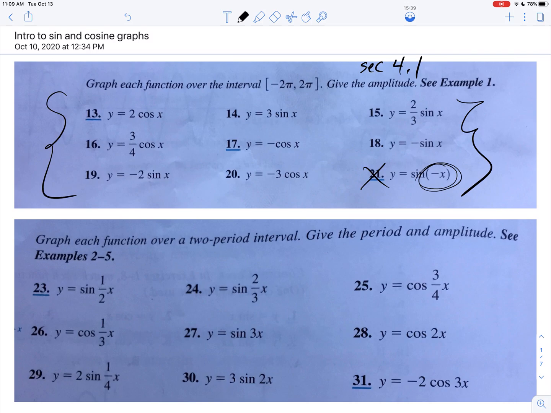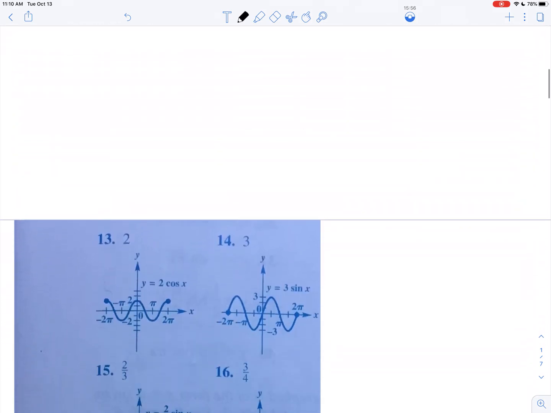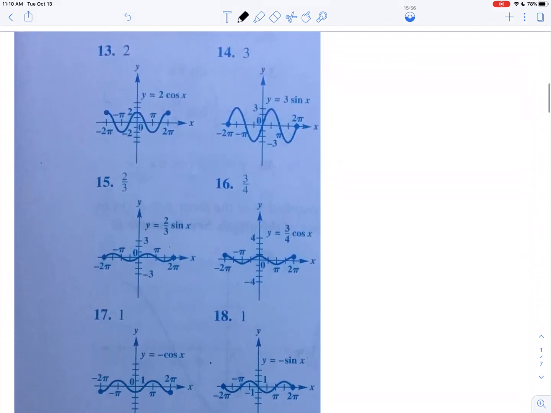And then if you look, I was so kind, I already did number 20. That was the example I just did. So you guys are going to do 13 to 19 there. All right? And look, graph each function over the interval negative 2 pi to 2 pi. Give the amplitude. So what does that look like? Well, look. Here's the answer key for those.